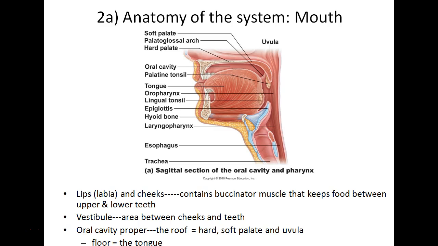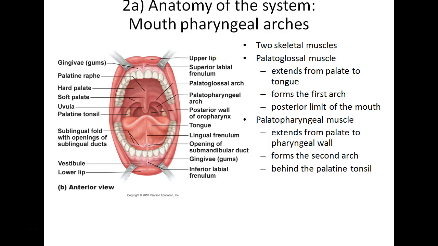And then this tongue is going to be making the floor of the oral cavity. We see that the tongue is primarily consisting of skeletal muscle. In addition, we're going to see the presence of tonsils in this oral cavity, and later on we'll see that we have salivary glands in this region as well. In this diagram, we see a frontal view of the mouth. We have a couple skeletal muscles that are going to help us with mastication. The palatoglossal muscle and the palatopharyngeal muscle are going to assist us in mastication.